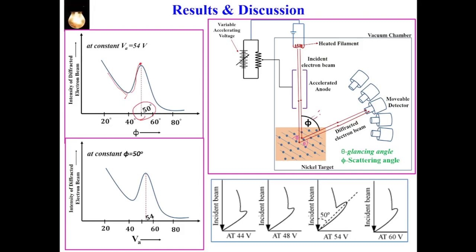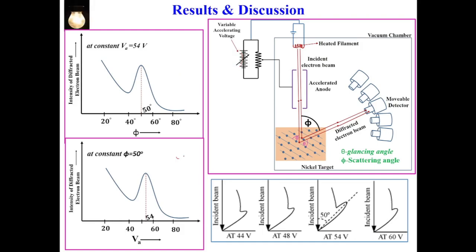At phi equal to 50 degree, that means at this position of the movable detector, the detector detects maximum intensity. And here we have considered the accelerating voltage to be constant. Accelerating voltage is equal to 54 volt. This is one result that has been found.